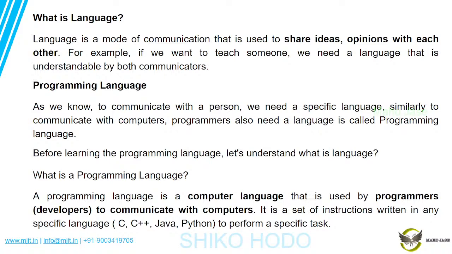Some of the examples of programming languages are C, C++, Java, and Python. So these are some of the examples of a programming language.